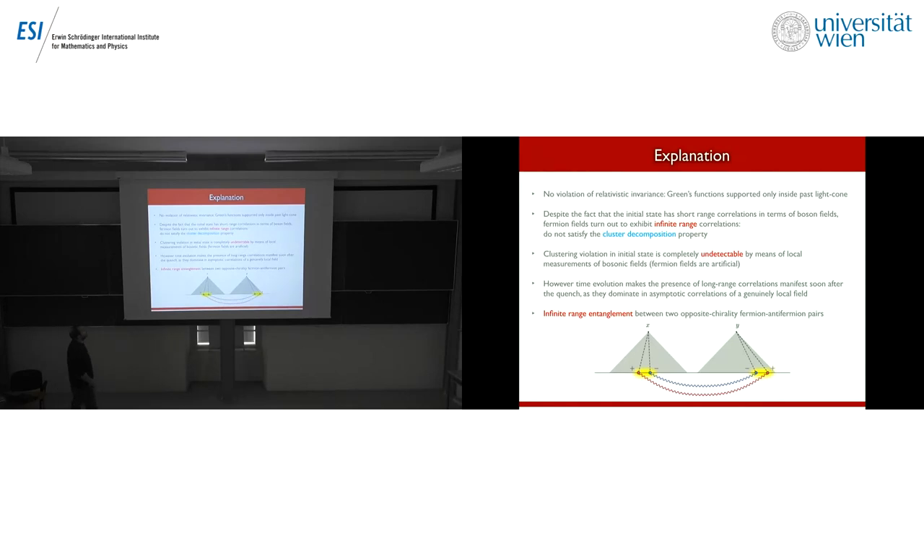Okay, so just to come back to the explanation, as I said, there is no violation of relativistic invariance. The propagation of the local fields is still supported only inside the light cones, which is another way to say that the Lieb-Robinson bound, if you want to see it from the analog of lattice models, is satisfied during the dynamics. However, the initial state that we see when we perform the quench has already infinite range correlations in terms of a rather artificial field, the fermionic field.